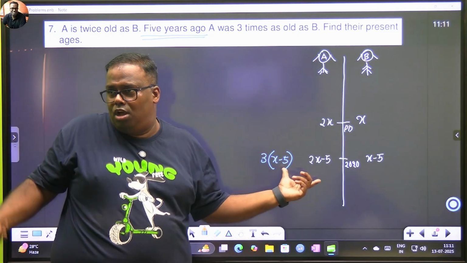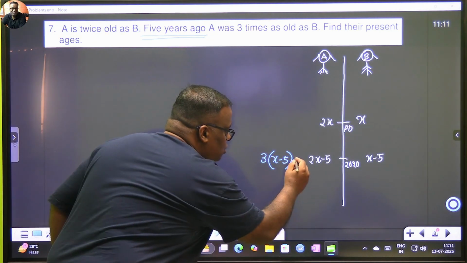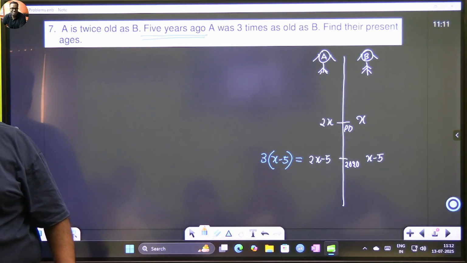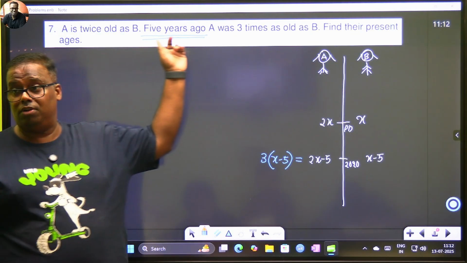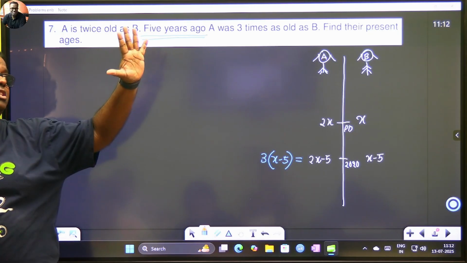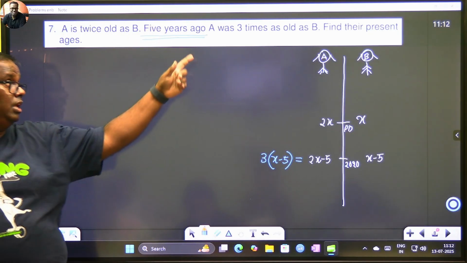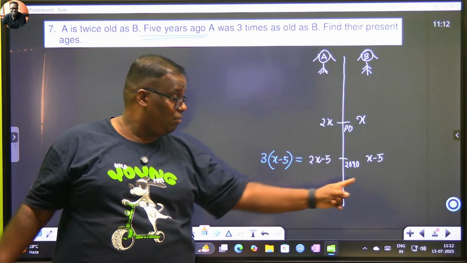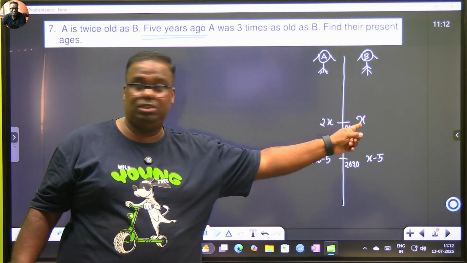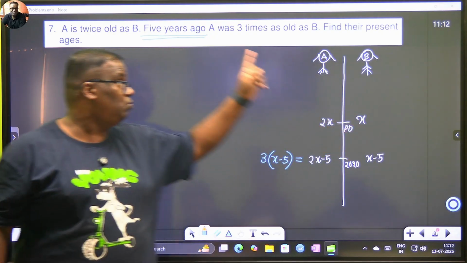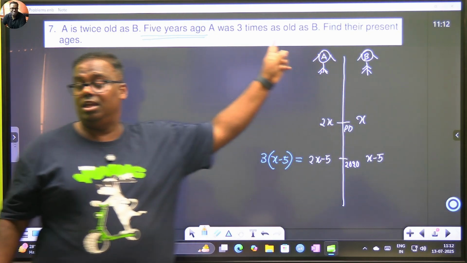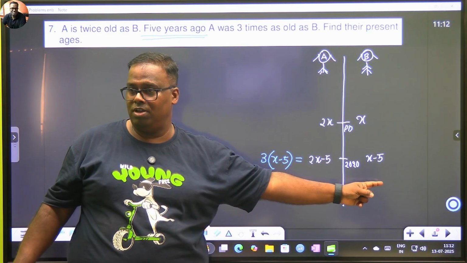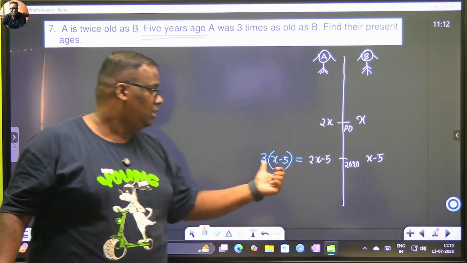They have said this lady was 3 times as old as B. How can one person have two ages? That means these two should be equal. Did you decode this part? 5 years ago, A was 3 times as old as B. Which B's age? 5 years ago B's age. Don't do it with the present age, then you will get 0. Because whatever is written here is 5 years before. So 5 years before B was x minus 5, and this fellow was 3 times x minus 5.